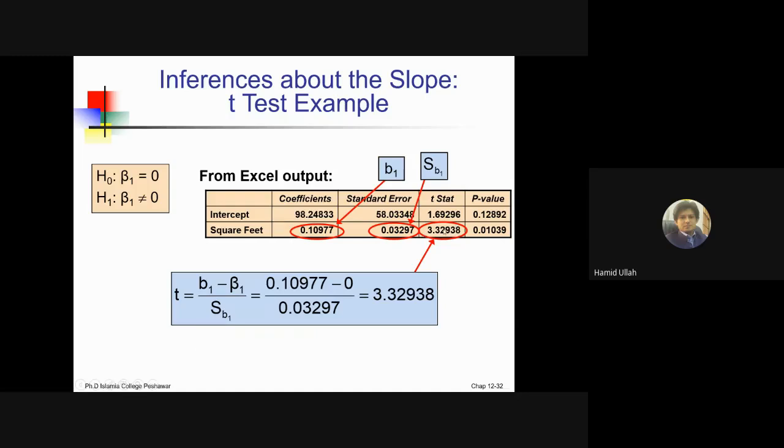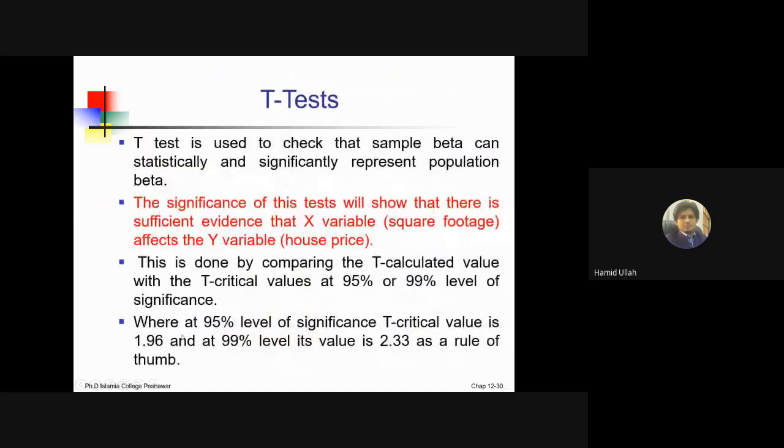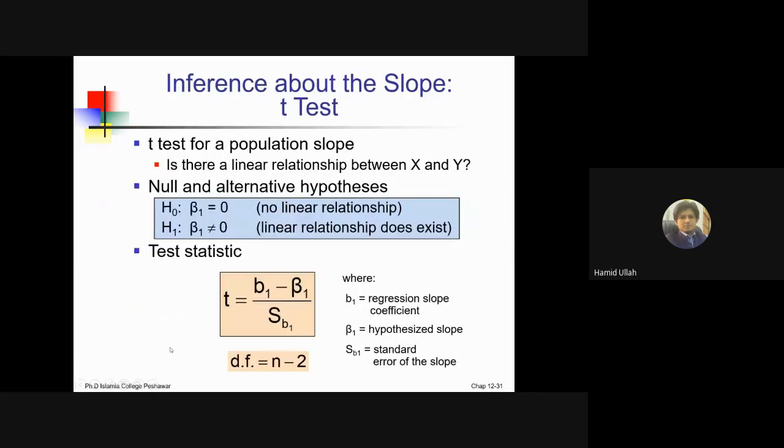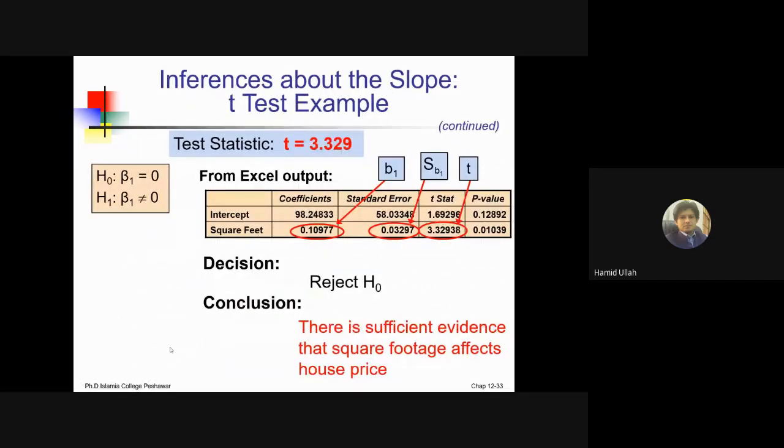What will be the T tabulated value? The T tabulated value by rule of thumb at 95% is 1.96. So now compare T tabulated with T calculated. And how to draw the conclusion, this is actually the conclusion.